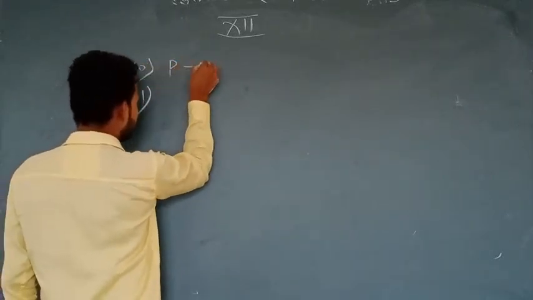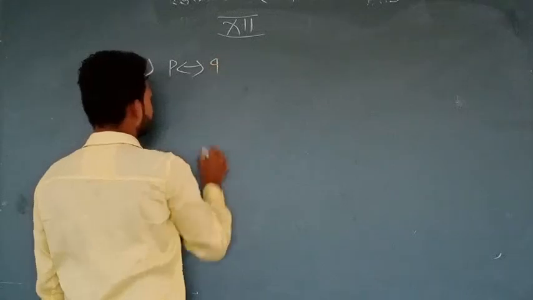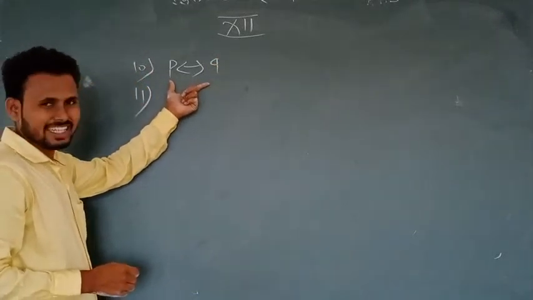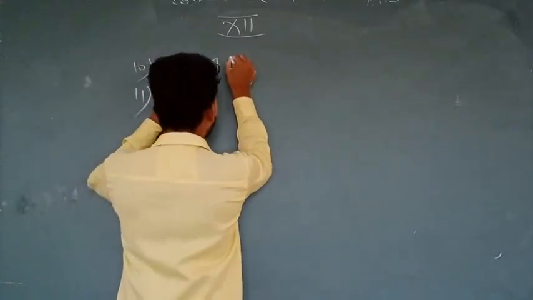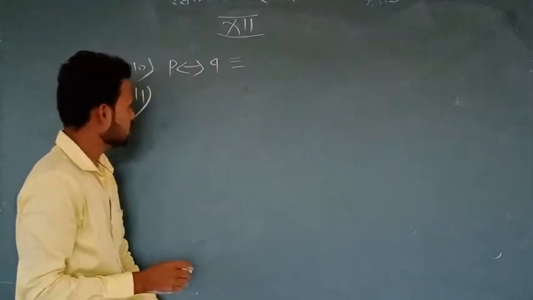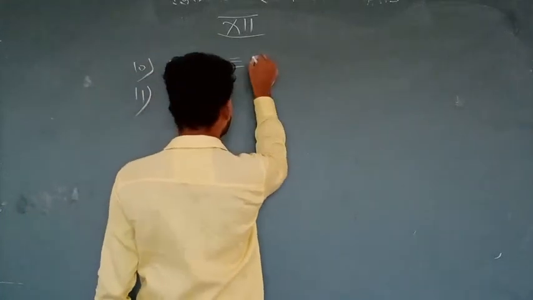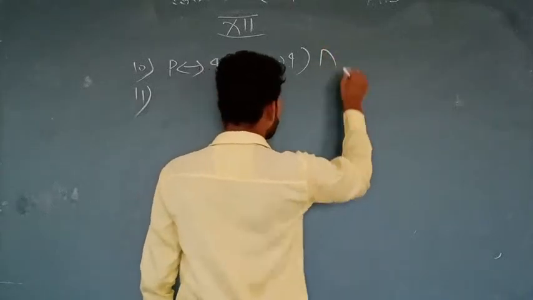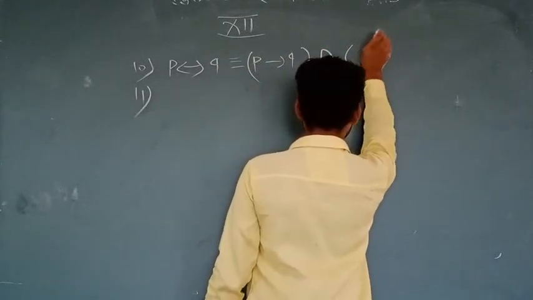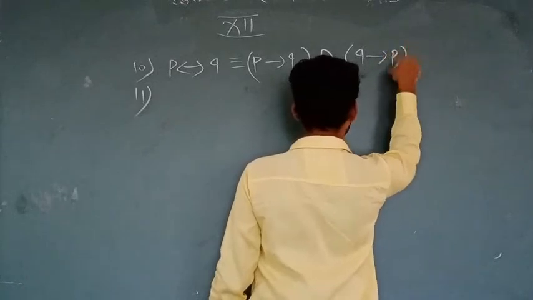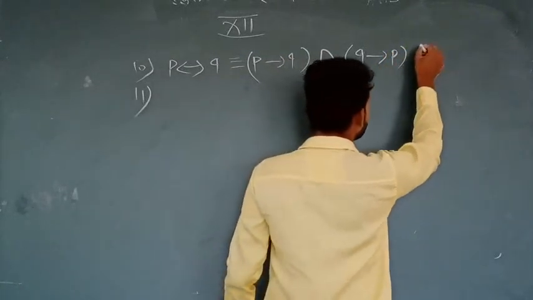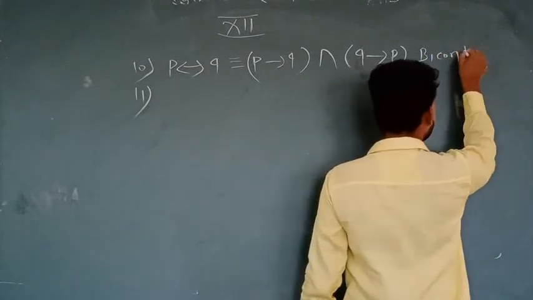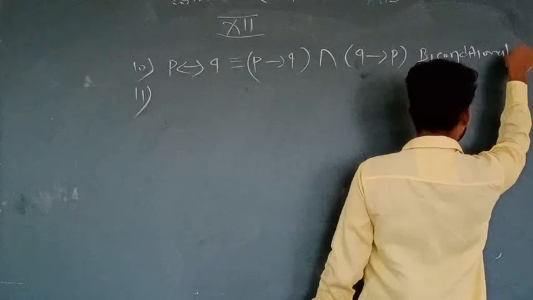Here I take P if and only if Q. That is known as the biconditional law. The biconditional law says: P if and only if Q is equivalent to P implies Q and Q implies P. This is known as the biconditional law.